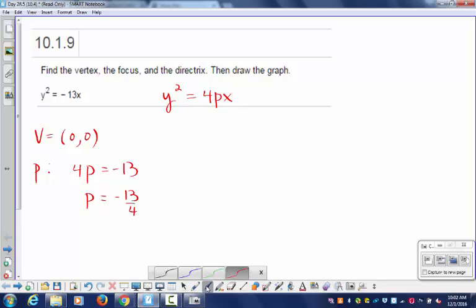And then we want to identify whether it's going to open up, down, left, or right. So first off, is this parabola opening horizontally or vertically? Horizontally. Good. So when the y is squared, it's opening horizontally. When the x is squared, it's opening vertically. And if P is positive, it's going to either open right or up. In this case, P is negative, so it's going to open down or left. So we're going to say that it opens to the left.